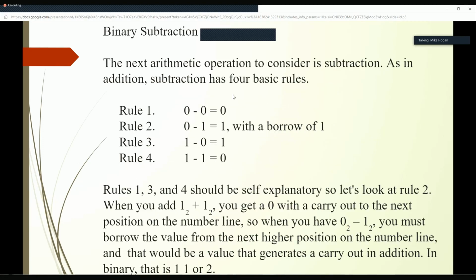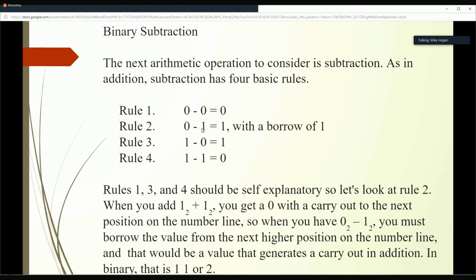If we look at subtraction, once again, some of it is pretty straightforward. 0 minus 0 is a 0. 0 minus a 1 equals a 1 with a borrow of 1. 1 minus 0 equals a 1. 1 minus a 1 equals a 0. Right? And so rules 1, 3, and 4, typically no problems with. 0 minus 0, sure. 1 minus 0, a 1. 1 minus 1, 0. It's number 2 that's a little bit more challenging.